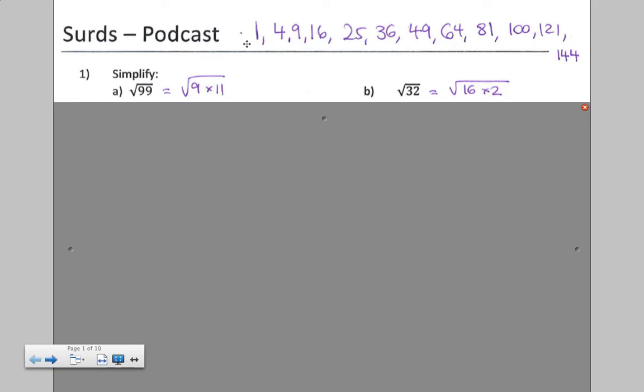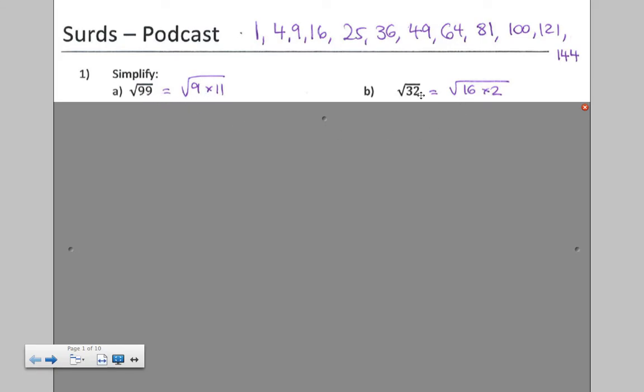Okay, so it's really helpful to have the square numbers at the tip of your fingers, so make sure you've memorized those. When we simplify a surd, we try to make the number inside the surd as small as possible, and we do that by looking for multiples of square numbers.